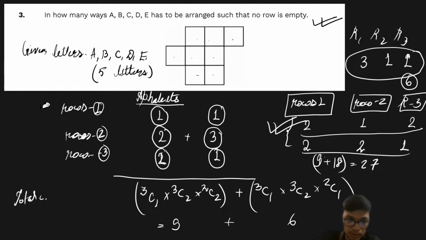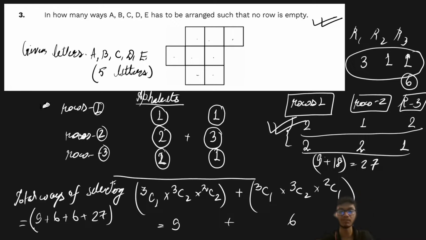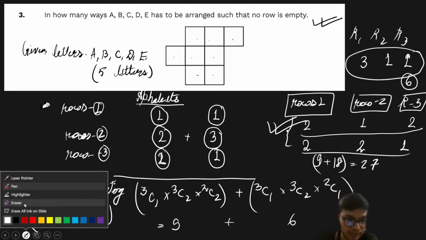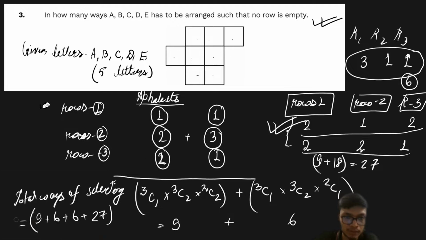Now these are the total ways of selecting. This total ways of selecting is going to be equal to 9 plus 6 plus 6 plus 27. Now these are the total ways of selecting, and I also have to arrange them. So the total ways of arrangement are simple.